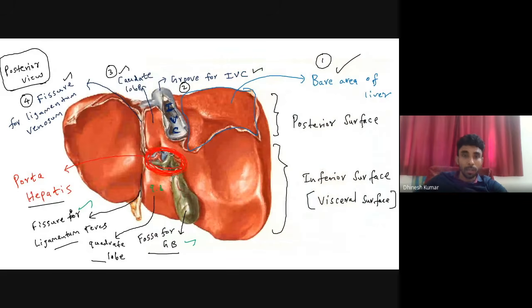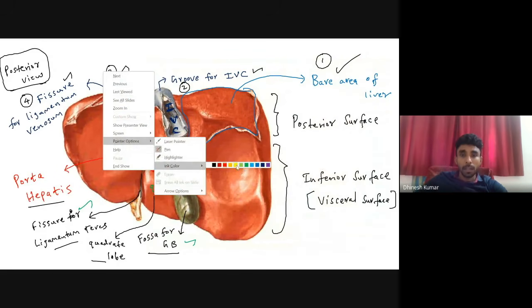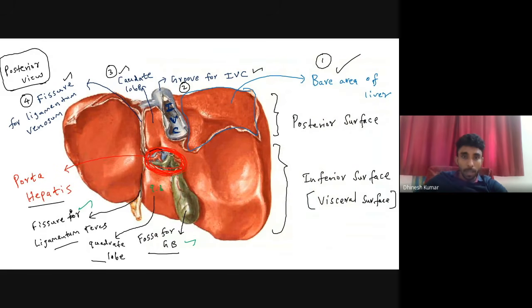Fine. Now, see this diagram. This is the porta hepatis. This is the area called the porta hepatis. Okay, porta hepatis.